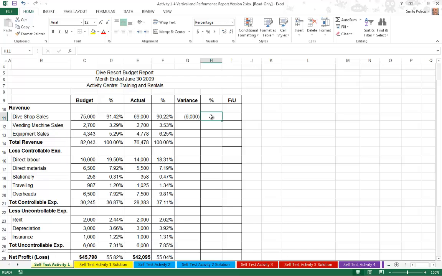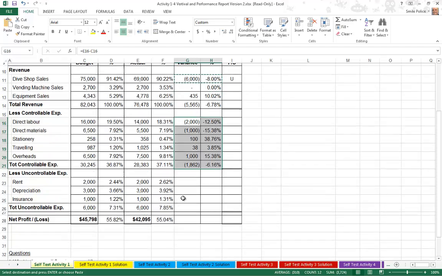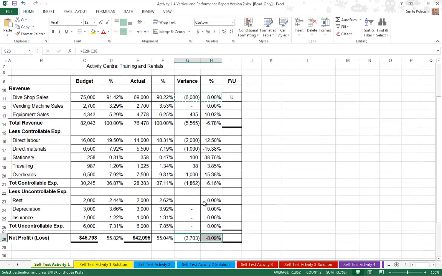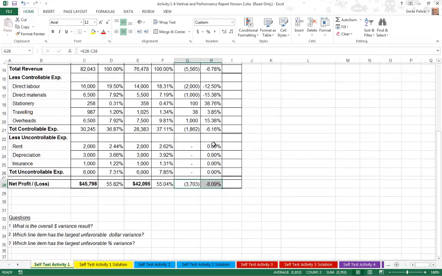So what's the percentage variance? That's equals the 6,000 divided by the budgeted. So we're 8% down from what we were hoping. Are we happy about that? No, we're unhappy about that. We earned less, so it's unfavorable. So what I'll do is copy this formula all the way down to every cell. And now that's a lovely report for me.